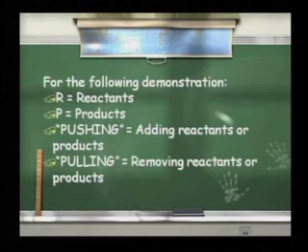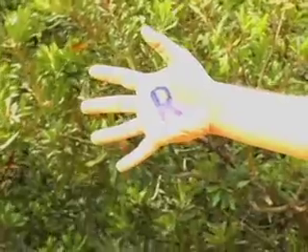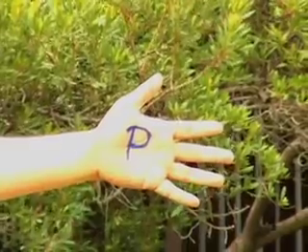Now, I am going to demonstrate how stress affects the chemical equilibrium. For the following demonstration, you need to know that R is for reactants, P is for products, pushing is for adding reactants or products, and pulling is for removing reactants or products. I am a reaction in equilibrium. Pay attention to the R and P on my palms.